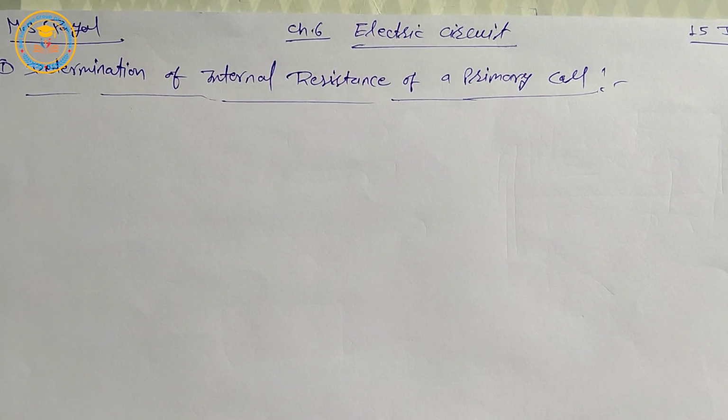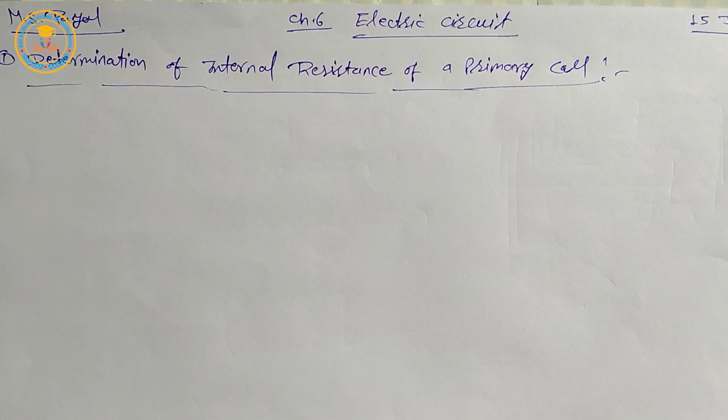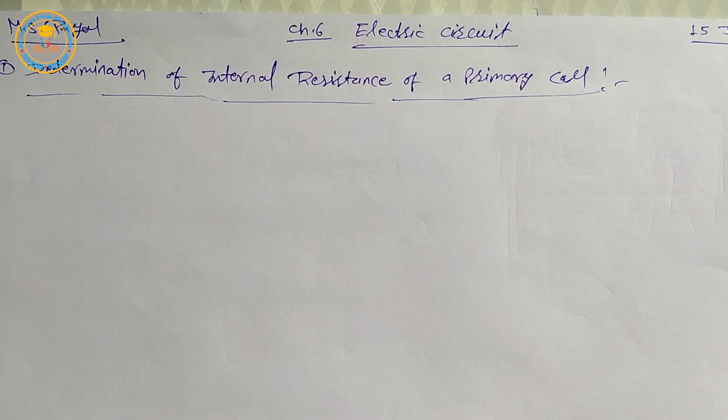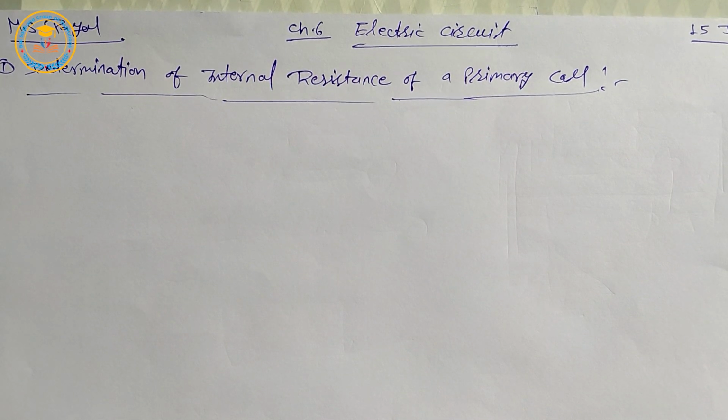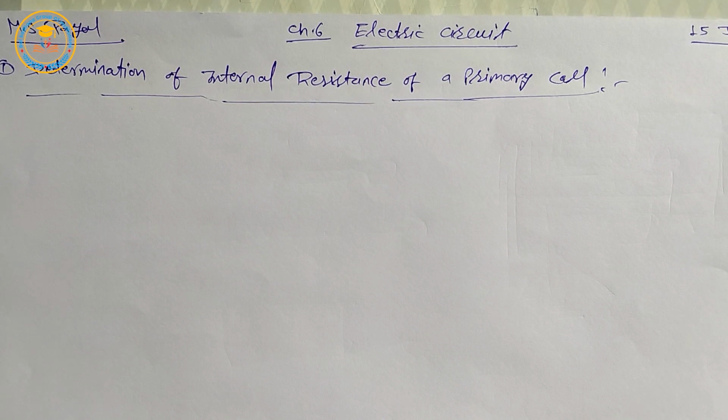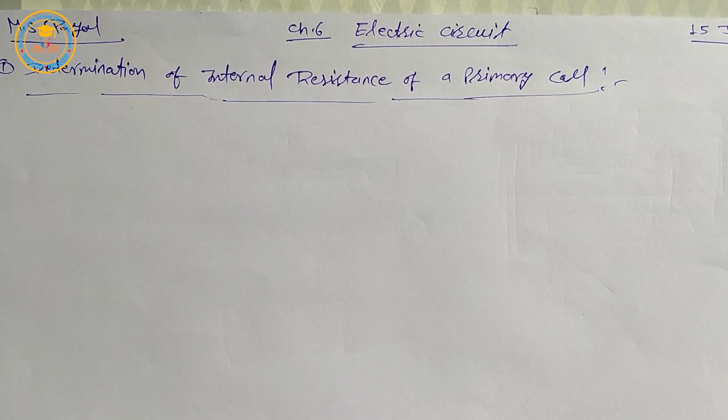And a very important principle of the potentiometer: in the zero deflection state in the galvanometer, the unknown electromotive force is equal to the known electromotive force or potential difference. This is the principle of the potentiometer. Today we study applications of a potentiometer.